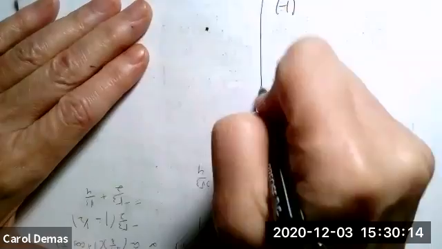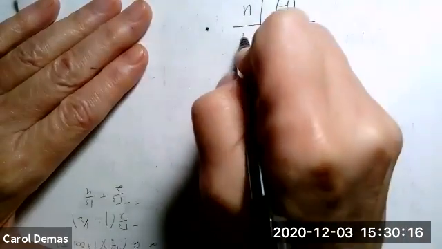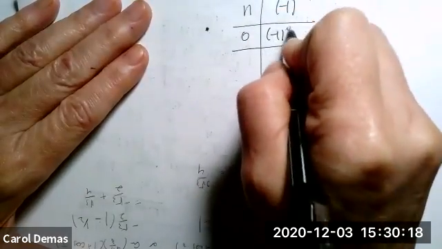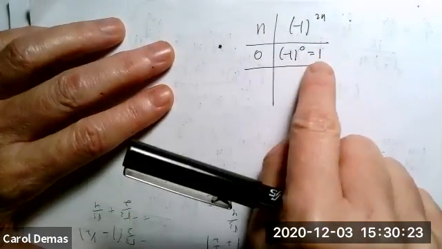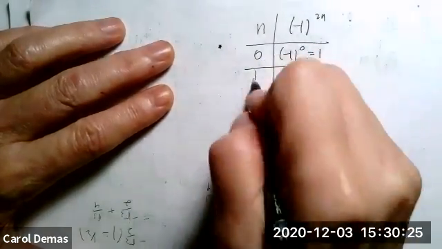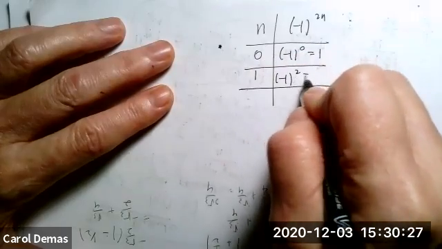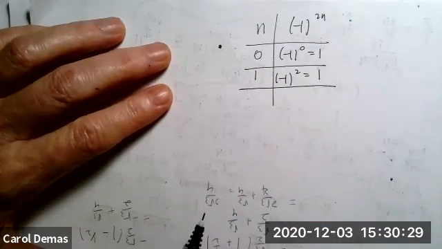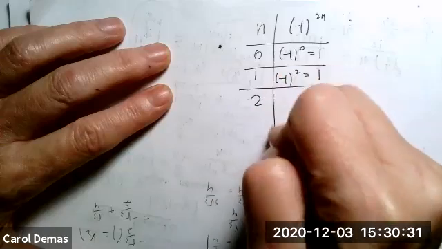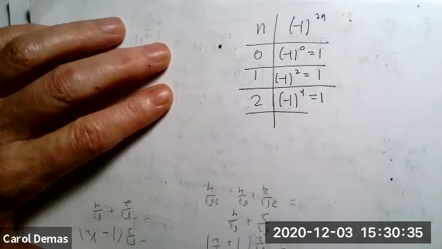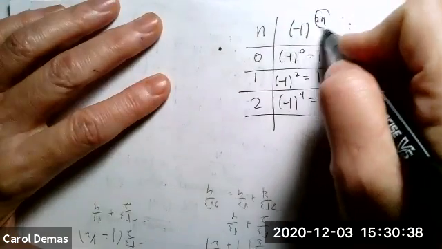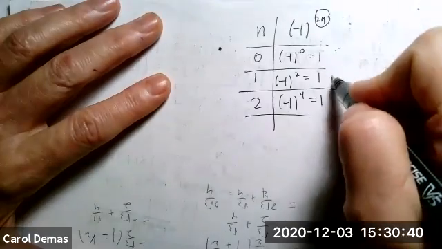Let's make a table for n. When n is equal to 0, -1 to the 0 is 1, right? Do you agree with that? All right, when n is equal to 1, -1 squared, that's equal to 1, right? When n is equal to 2, -1 to the 4th is equal to 1, right? Do you see this is always going to be even? So you're always going to get a positive 1 out of it.